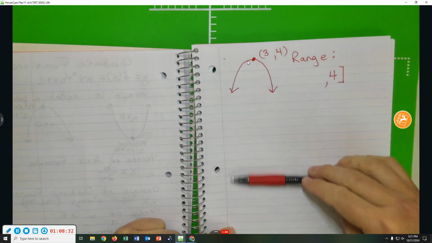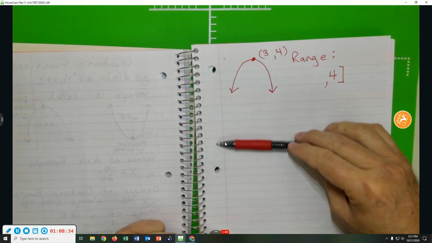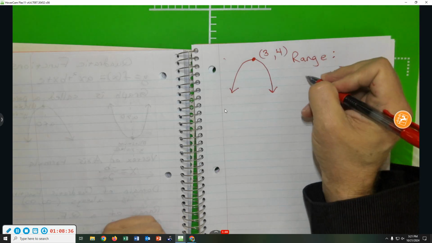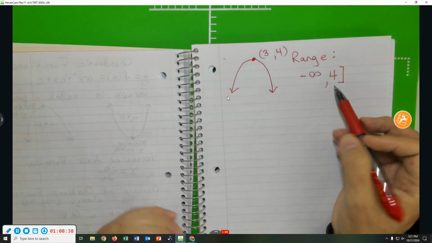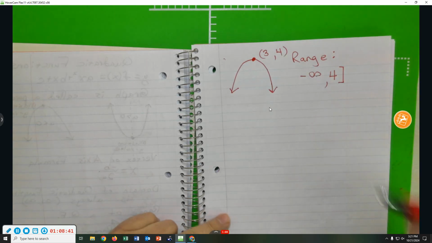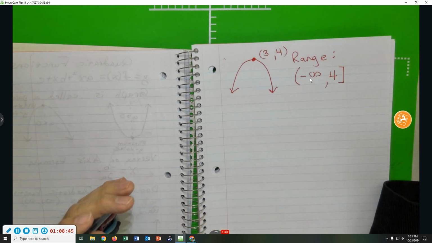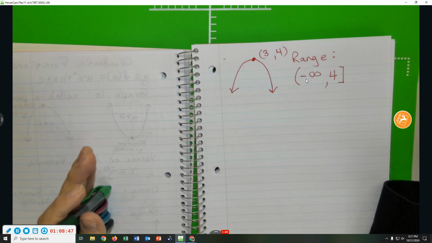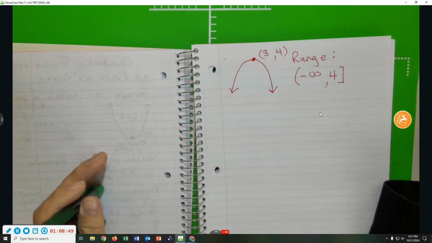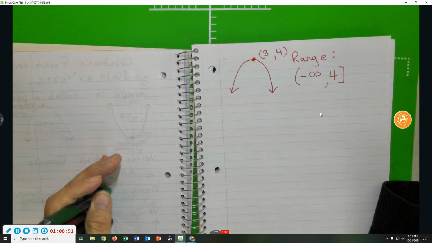Notice how it's going down. All those negative y values are going to be used. So the smallest y-coordinate on the graph, we'd say negative infinity, up to positive 4. They're going to be asking for the range when you're drawing these graphs. Any questions on my logic?